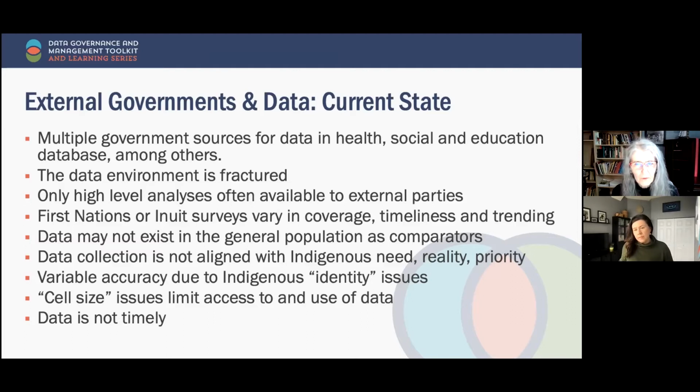And of course, as Harmony's eloquently highlighted, the data is from a deficit-based perspective.